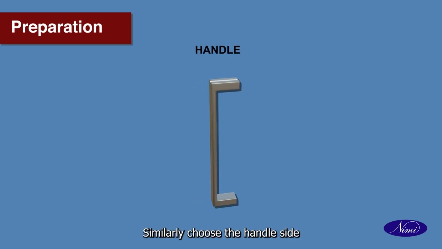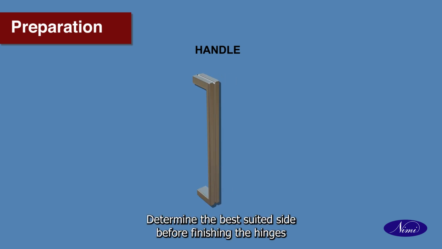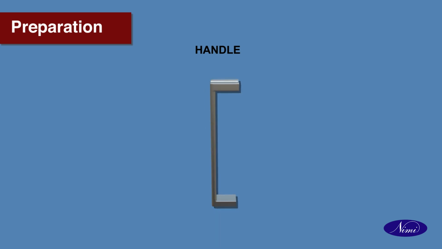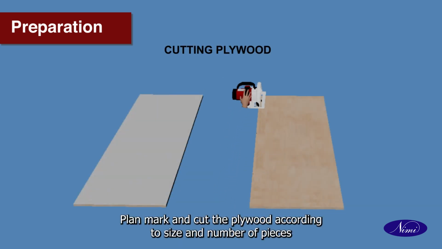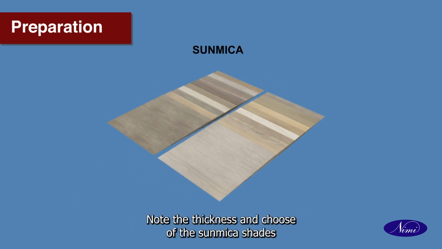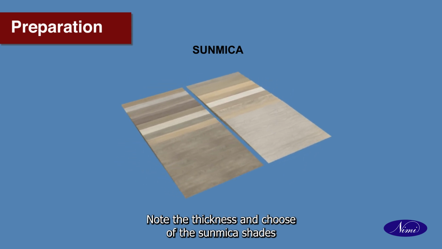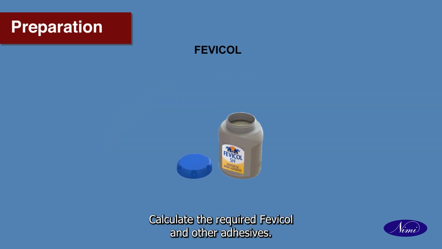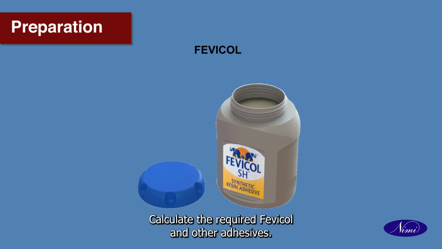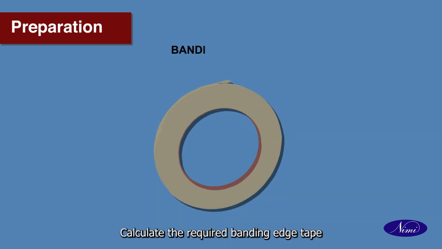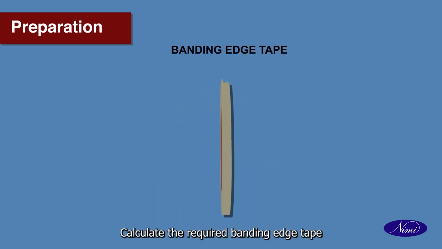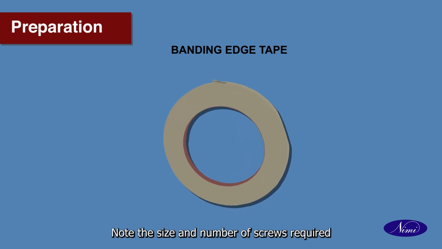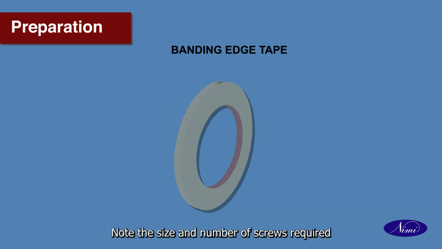Similarly, choose the handle side. Determine the best suited side before fixing the hinges. Plan, mark and cut the plywood according to size and number of pieces. Note the thickness and choice of the sunmica shades. Calculate the required Fevicol and other adhesives. Calculate the required banding edge tape. Note the size and number of screws required.